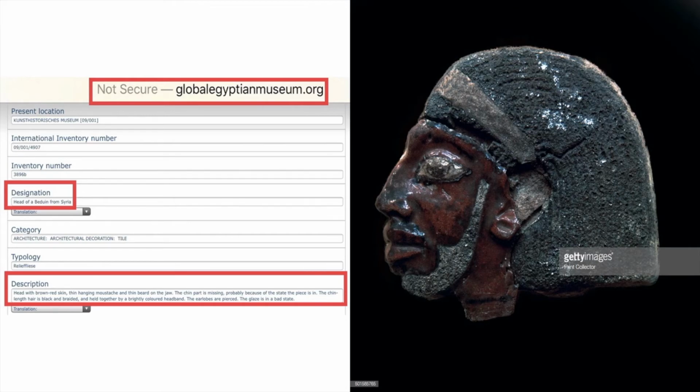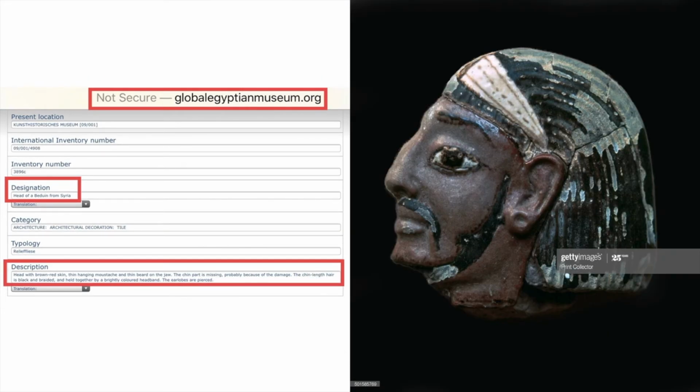You can find this at the Global Egyptian Museum.org. The description, as you can see right here, head of a Bedouin from Syria, and it says the description, head with brown red skin, and it goes into the rest of it. But yes, this is from ancient Egypt. Another one from Syria. This is the Global Egyptian Museum.org. Again, head of a Bedouin from Syria, and again, head with brown red skin. And this is again from ancient Egypt, dealing with Syria.